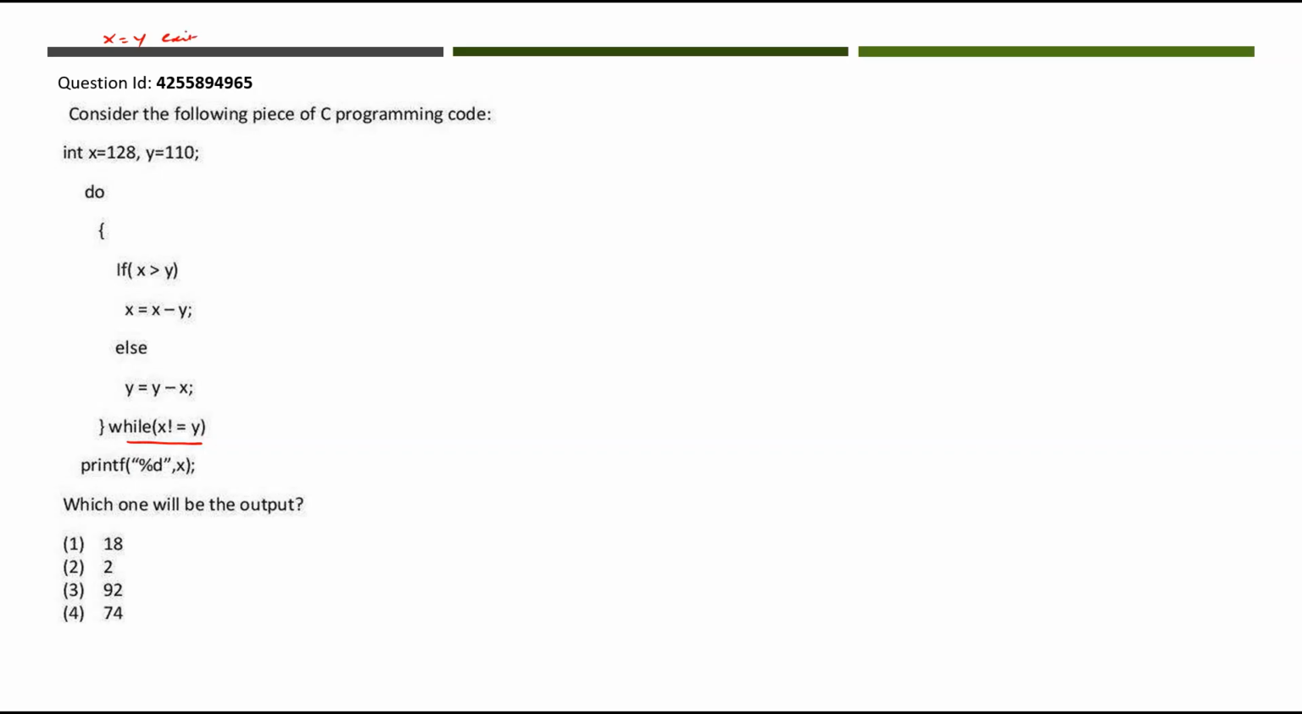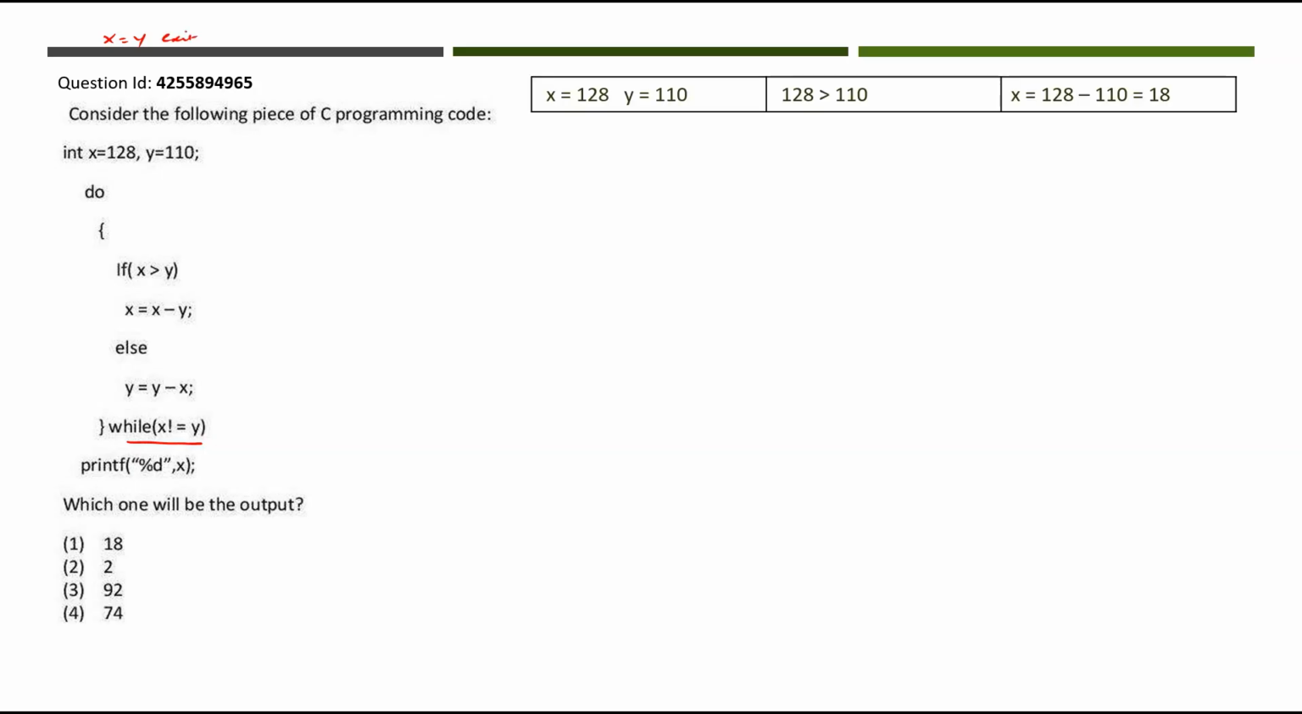Now we will start the execution with the first values, x = 128 and y = 110. Initially it will go to the if condition. If 128 is greater than 110, yes, it is true. If it is true, which part will be executing? This part. So x = 128, which is the x value, minus 110, which is the y value. 128 minus 110 will give you 18. Now the new x value will be 18 and the y value will be retained as it is.